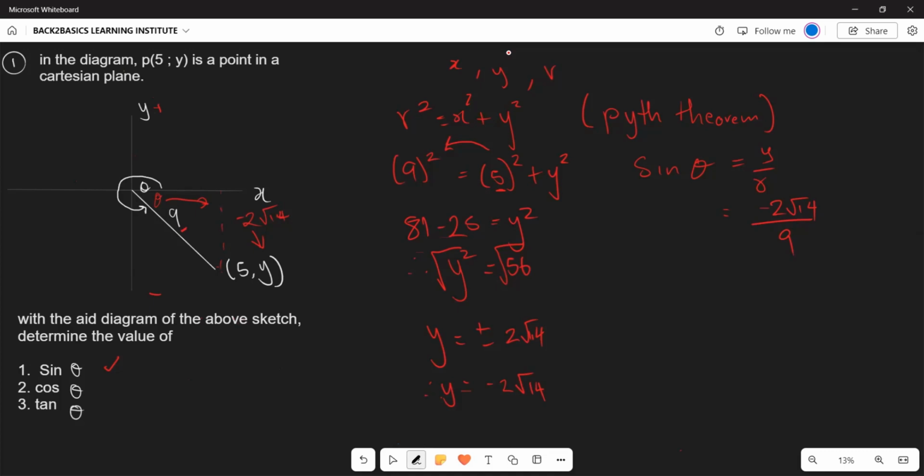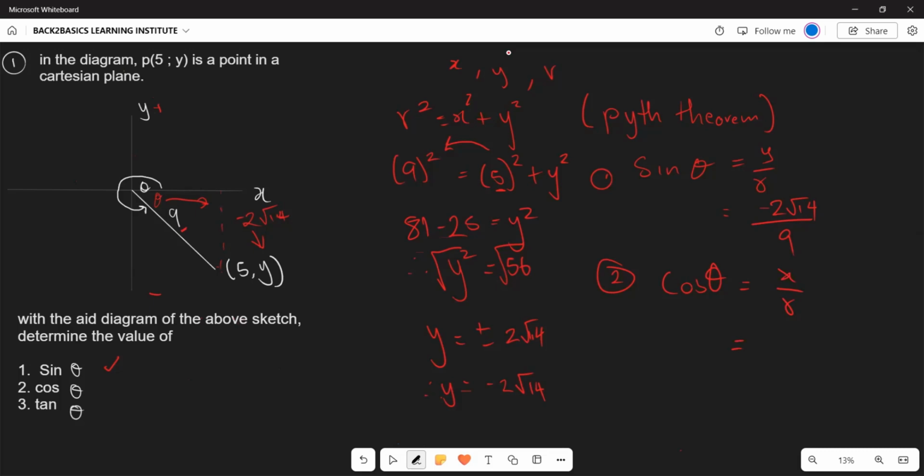Now let's look at your number 2. What is it that you're going to do in number 2? They want you to find out what is your cos of theta. Now, what is your cos of theta in terms of x, y, and r? Remember, we said cos of theta is given by x over r, right?